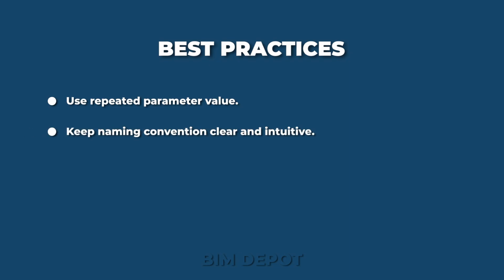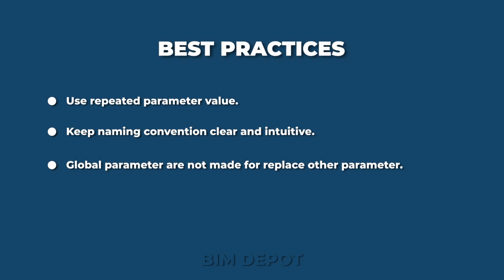We always advise to keep your naming convention clear and intuitive, especially for larger teams and for people that are coming new onto the project. Global parameters are not really meant to replace other parameter types, so combine them with your shared parameters and your project parameters for really dynamic data and documentation workflows. We also advocate avoiding overloading with too many global parameters. Just keep them simple and strategic.